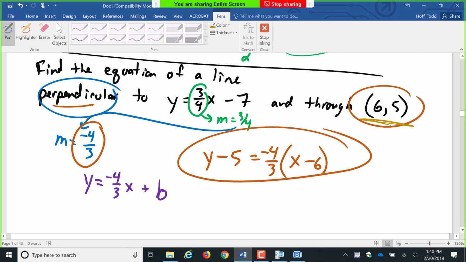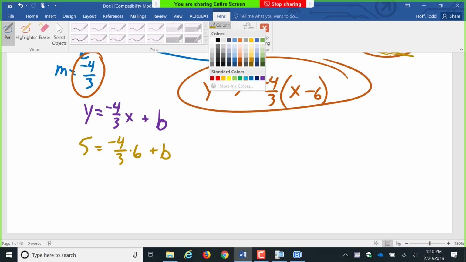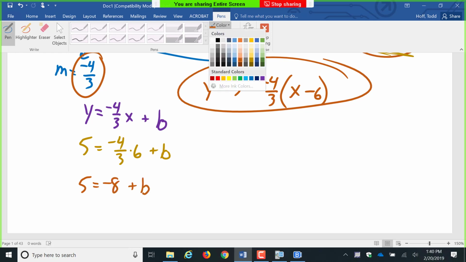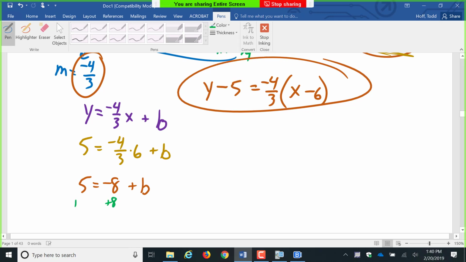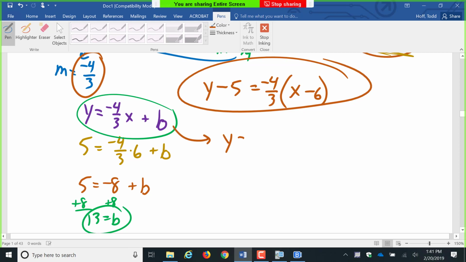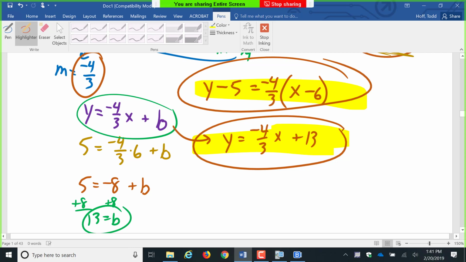Then you put in the 6, 5 to find b. So 5 goes in for y, 6 goes in for x. -4/3 times 6 is -8. You add 8 to get 13 equals b. So this equation here becomes y equals -4/3 x plus 13. Those two equations are the same. Either one of those is acceptable as your answer.